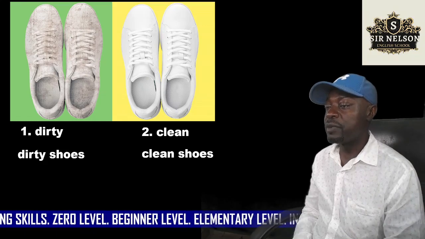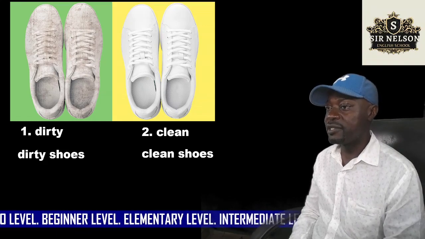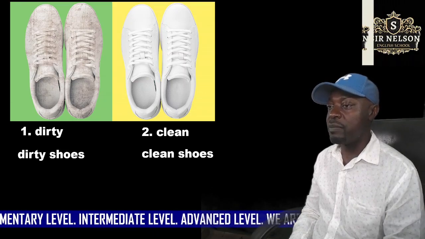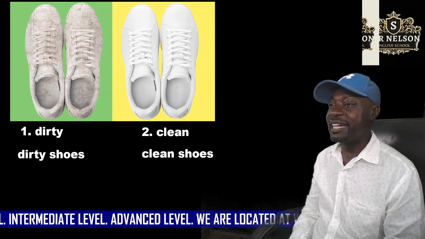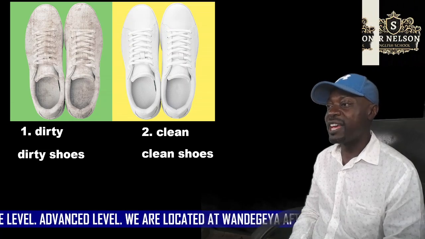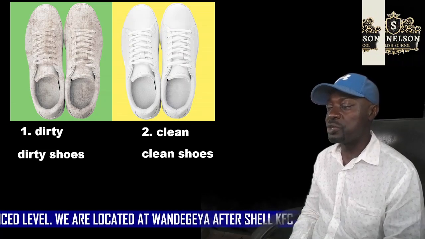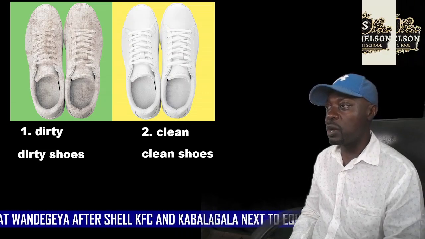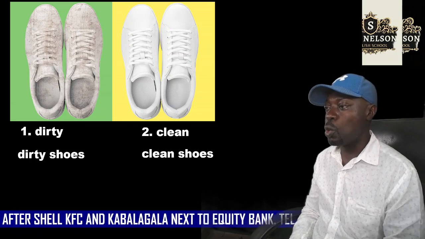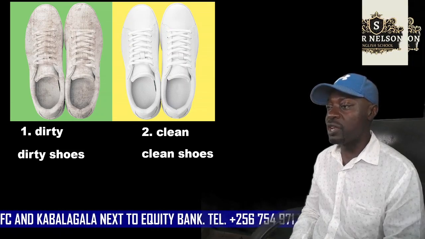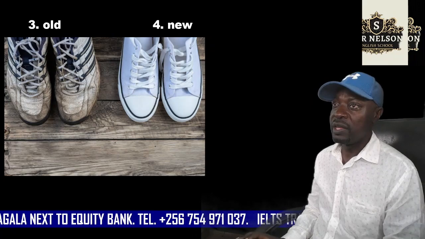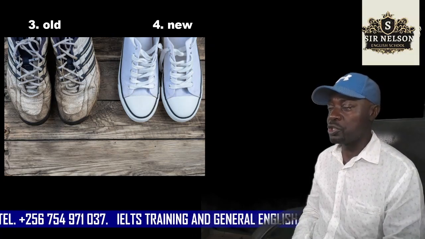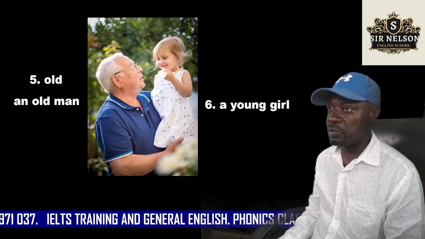For example, number 1, dirty. The word dirty is an adjective. It's describing shoes, dirty shoes. Number 2, clean shoes. Clean is the adjective, shoes is the noun. Because there are two, we add s, we don't use r. Clean shoes. 3, old shoes. 4, new shoes. Remember to write this in your notebook.